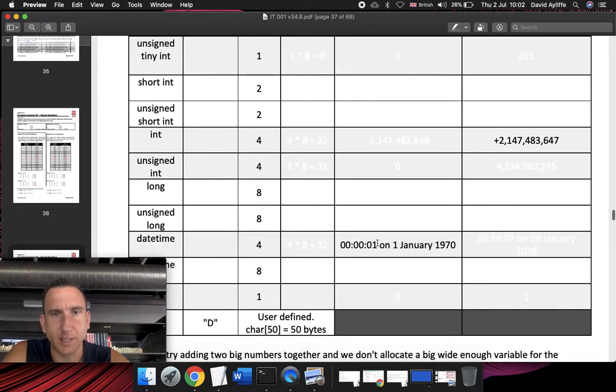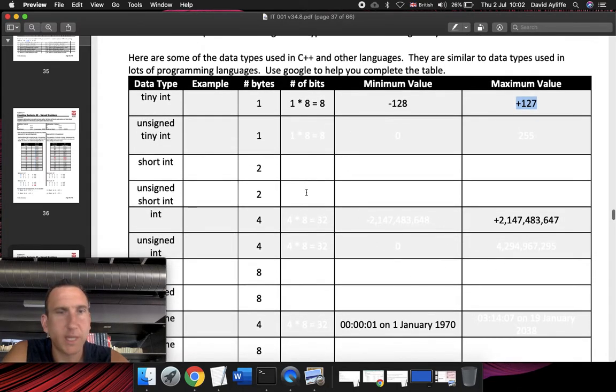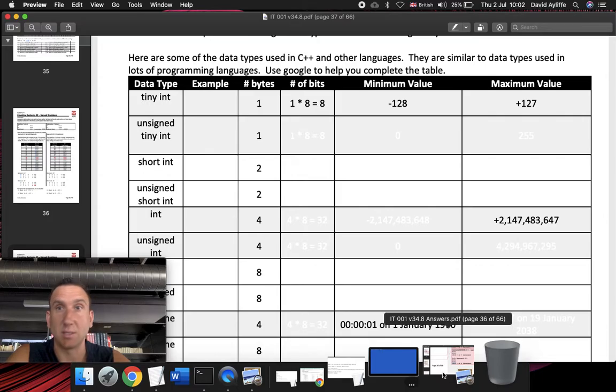There's a few answers here to help you. This will take you some time. Use Google. An example, the number of bits. The number of bits is easy because I've given you the number of bytes, so we just multiply by 8. The minimum value, the maximum value. Be careful. We've got tiny int and we've got unsigned tiny int. What's the difference? Use Google to help you with that. Do that please, and then come back and I will give you the answers and we'll talk about this in more detail.